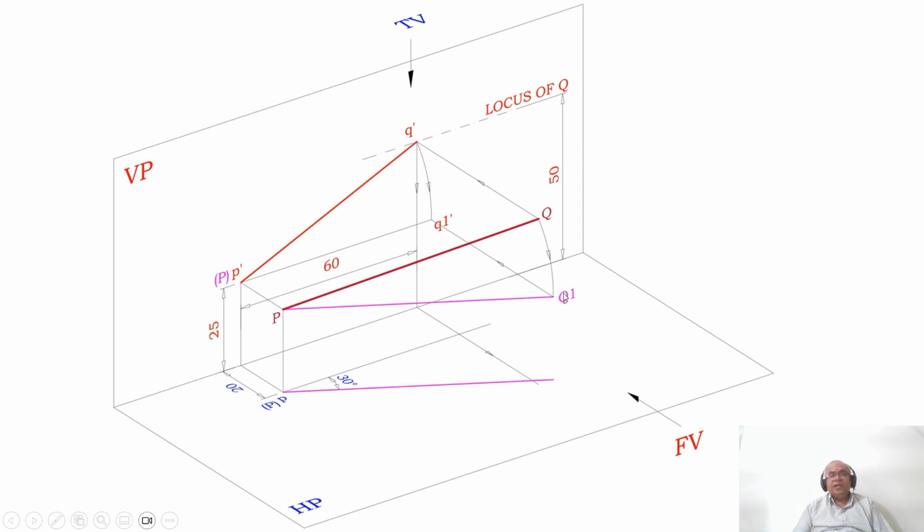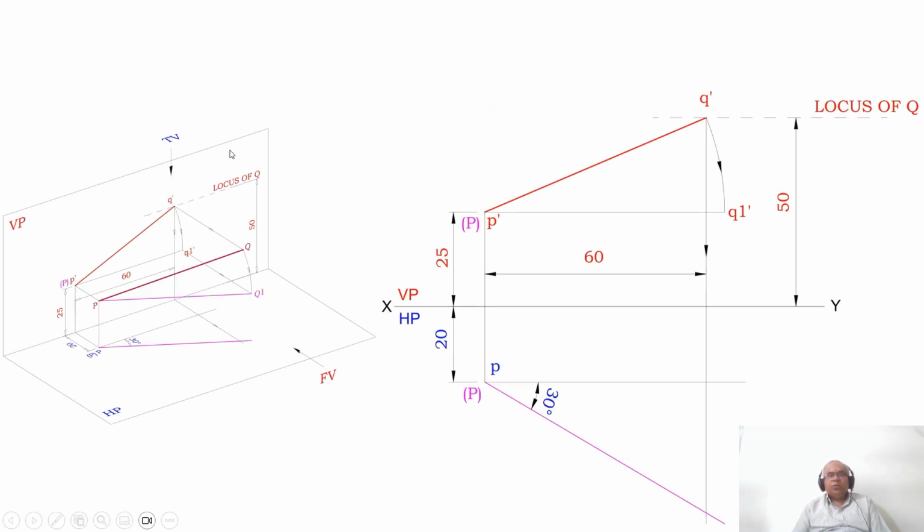So this is the actual inclination that you are going to get, because this angle is 30 degrees, and then you get the true length where it cuts. To do that, I will go to this with P dash as center. Using the compass, make this line P dash Q dash, and draw an arc such that both P dash and Q1 dash will be above HP by 25 mm.